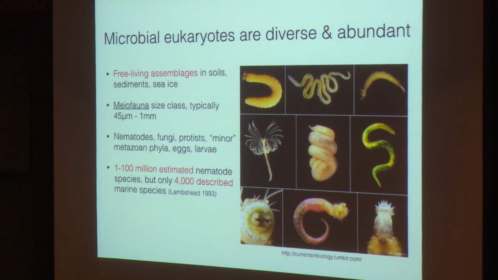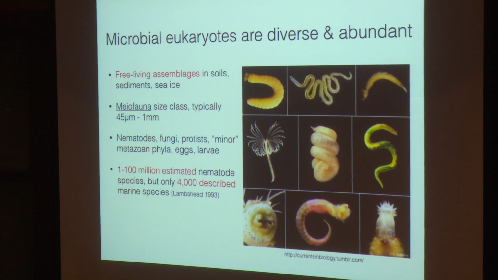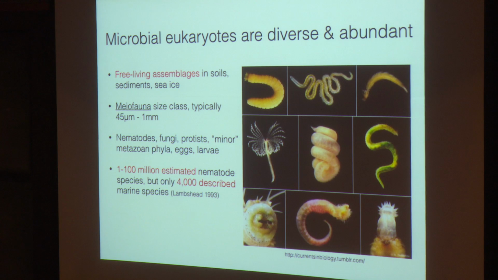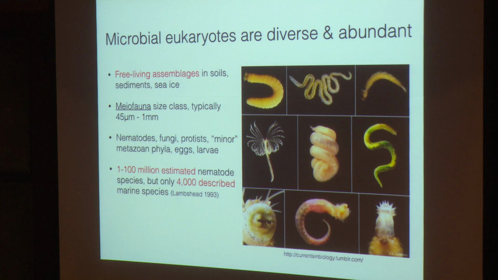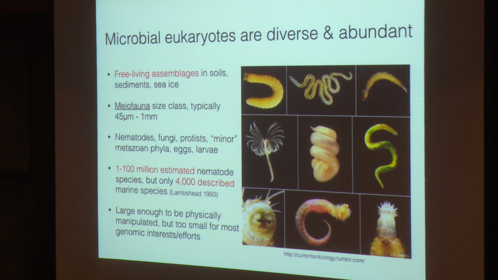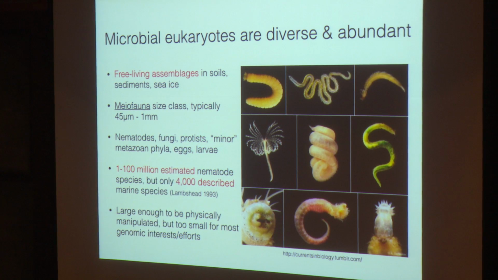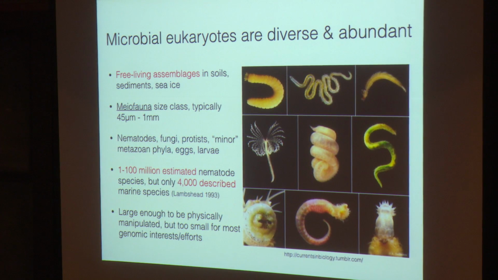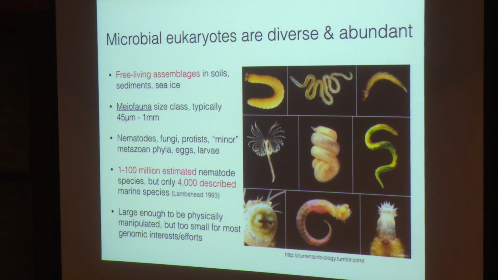And in terms of the number of species that we know about from morphological taxonomy, there is a huge taxonomic deficit. So there's estimated to be anywhere between 1 million to 100 million nematode species, but there's only about 4,000 described marine species. And most pertinent to this talk is that microbial eukaryotes are large enough to be physically manipulated. So under the microscope, we use an eyelash mounted on a glass rod to pick them out. But because it's labor intensive to do it this way, they're usually too small for most genome interests and efforts. So in addition to the taxonomic gap in our understanding of these organisms, there's a huge molecular gap where we just don't have any data in online databases.